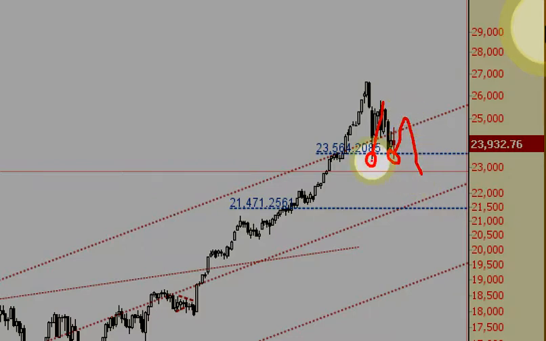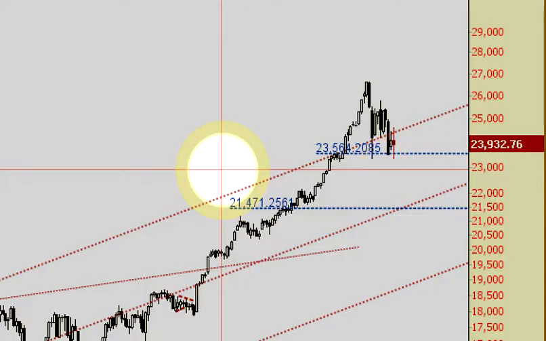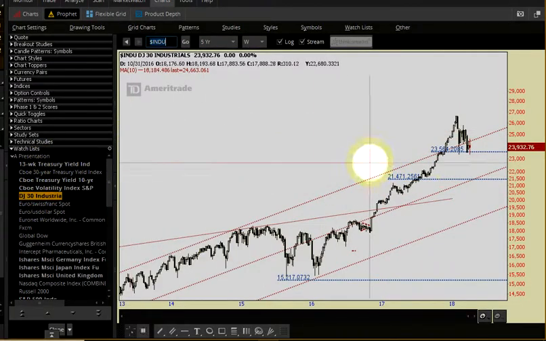Well, once it comes down past your entry, right in here, you're out. At this point you're wrong. It's no longer buy the dip. This is something more dramatic. Boom. Hopefully that makes sense to everybody. That's what we mean by discipline.